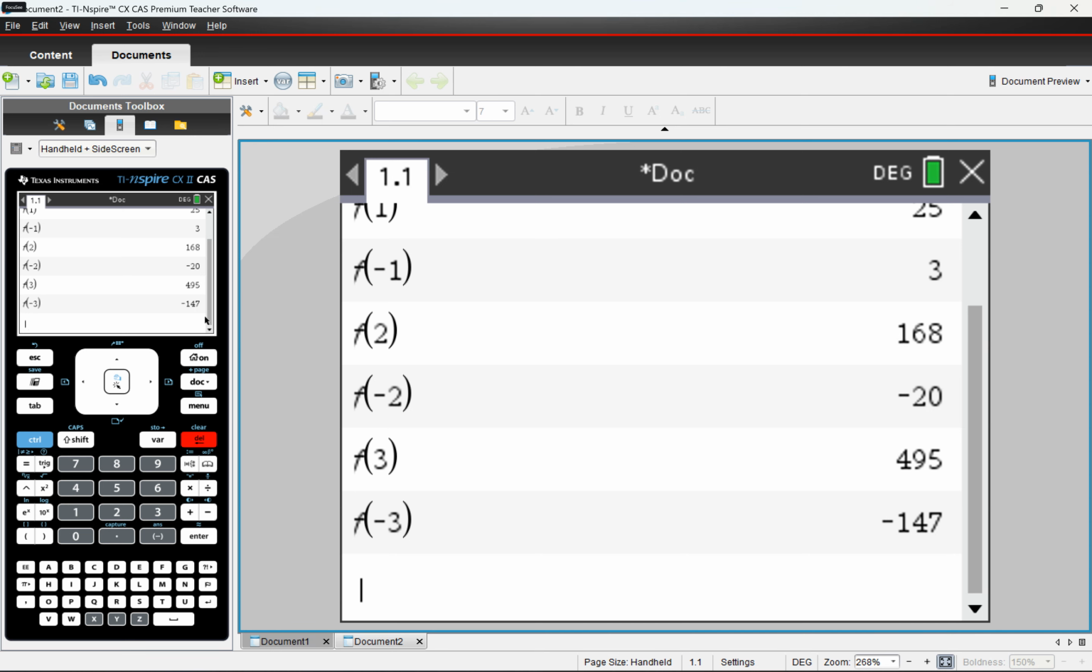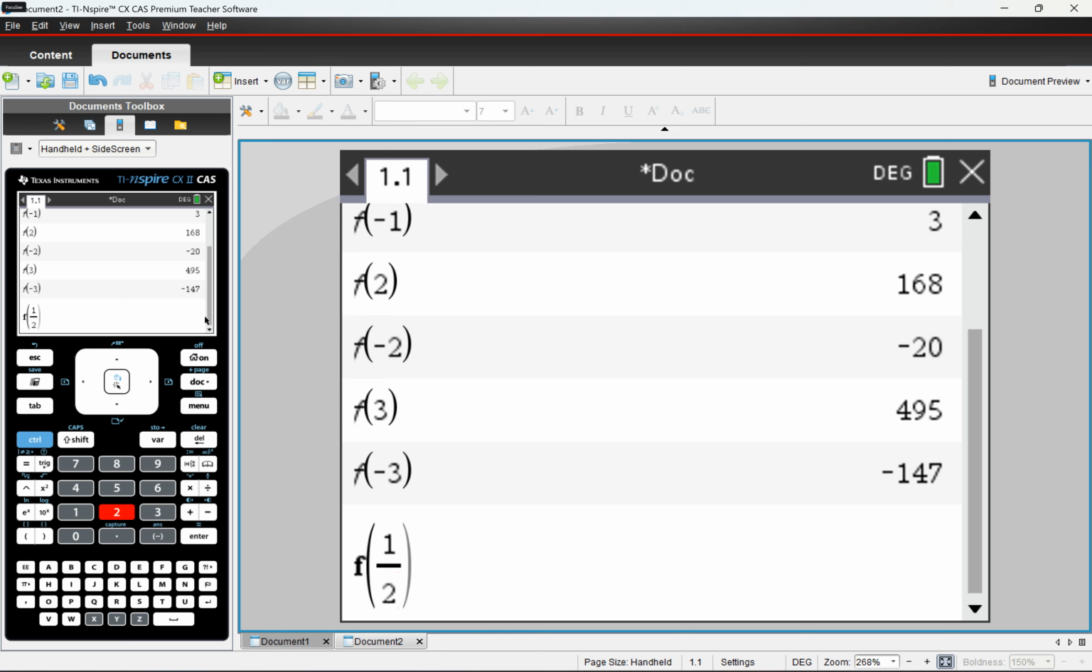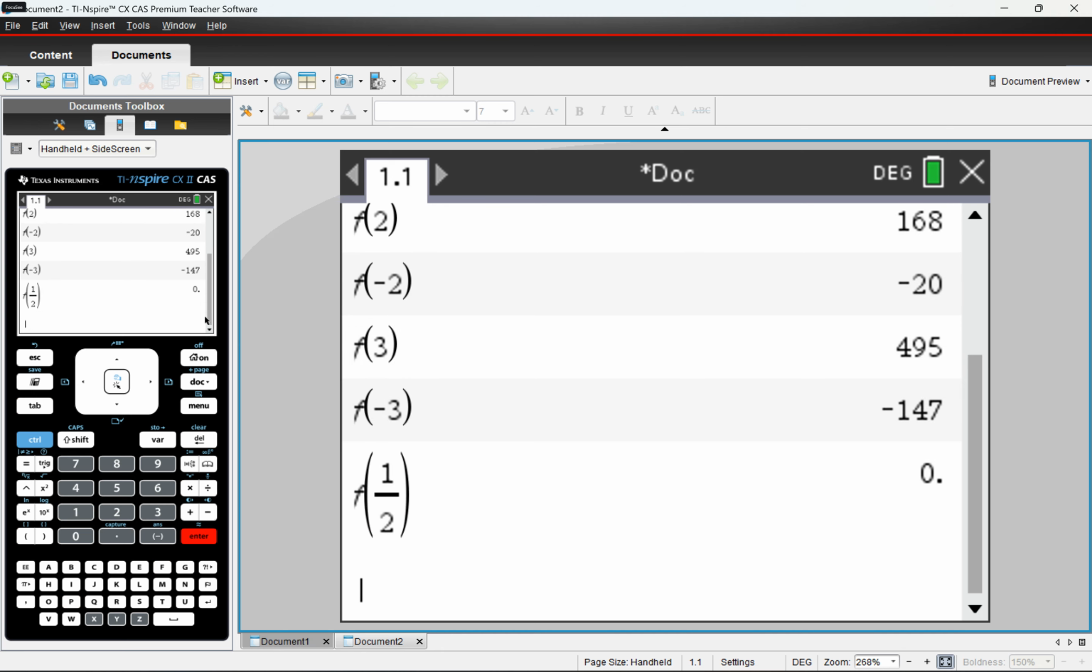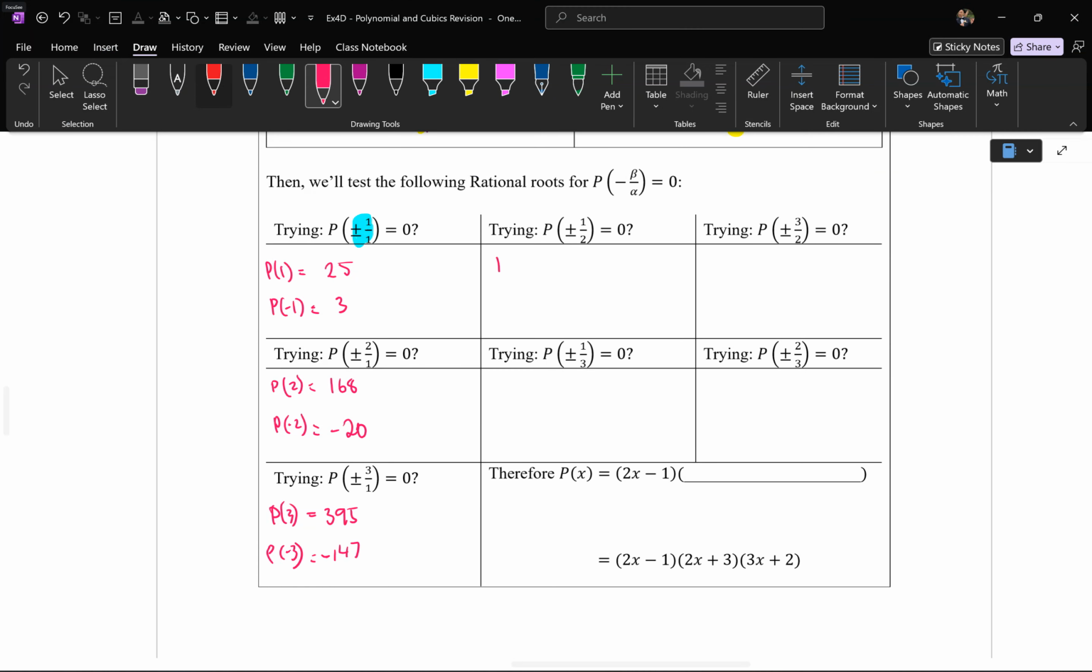So I'm going to do P of half, 1 over 2. Oh, I wanted to test a bit more, but yes, it happens to be that P of half gives you 0. So that tells me this is a factor. If it's going to be a factor, that means it's x, now times 2 to both sides, so it's 2x, and then plus 1, so minus 1. This is your linear factor.